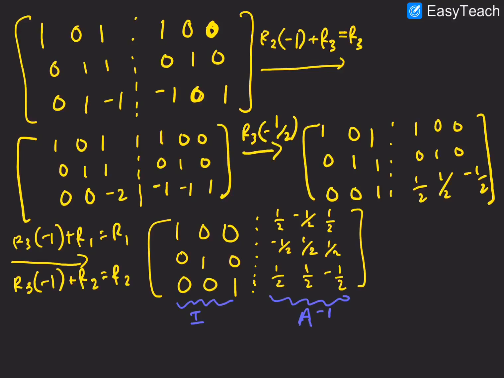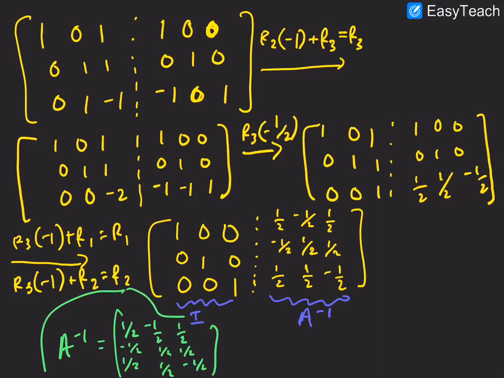So our inverse matrix, A inverse, is equal to 1/2, -1/2, 1/2, and so on. I'm going to scribble because I don't have room, but you can see that in the gold or yellow. So yes, that is our inverse matrix. Whatever you have on the right side, that's your inverse. And that's how you perform the algorithm.